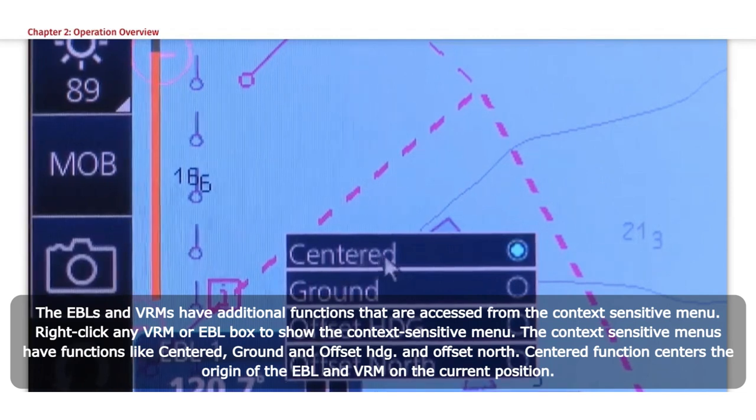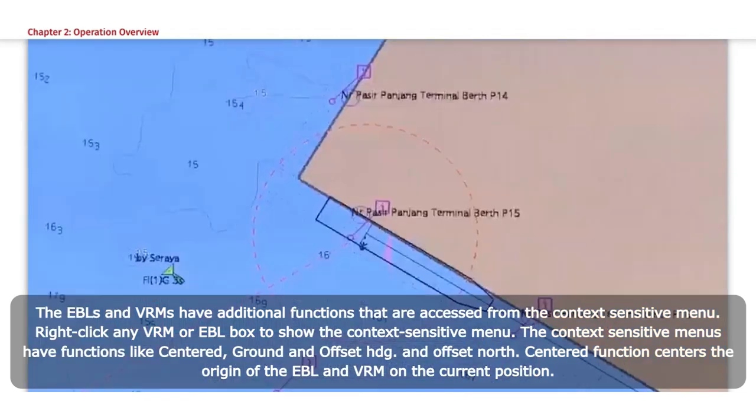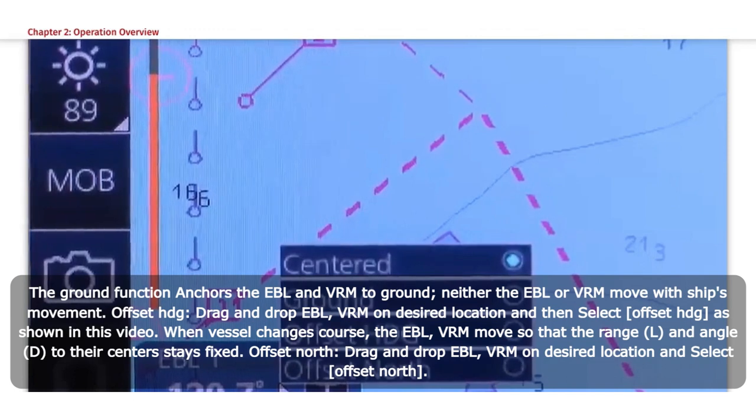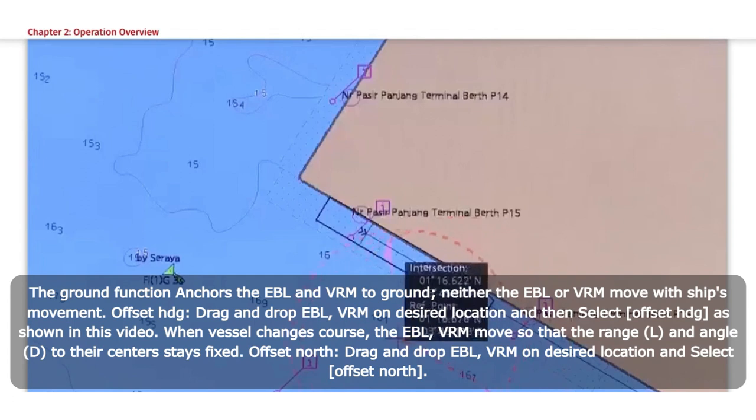Centered function centers the origin of the EBL and VRM on the current position. The ground function anchors the EBL and VRM to ground. Neither the EBL nor VRM move with ship's movement.